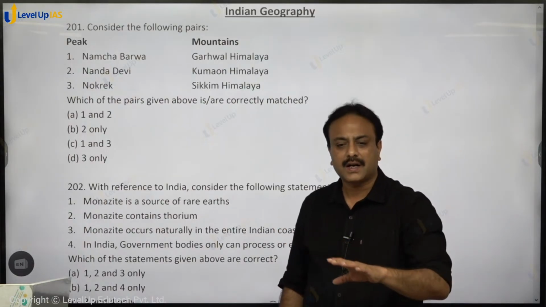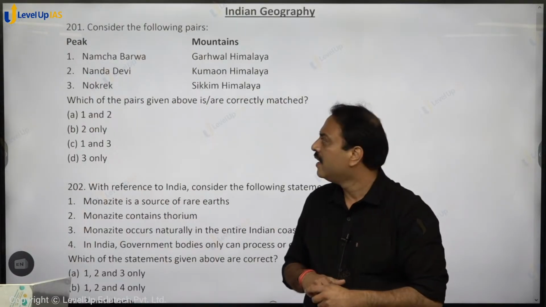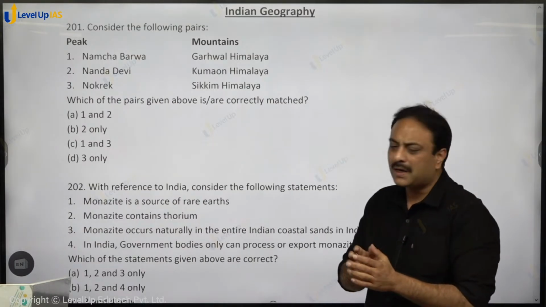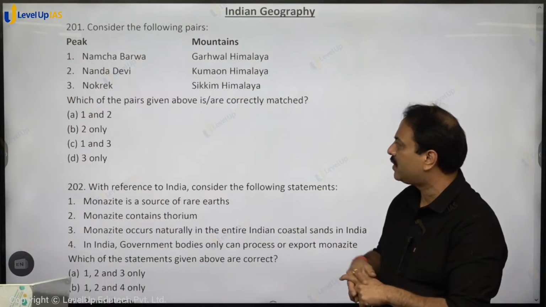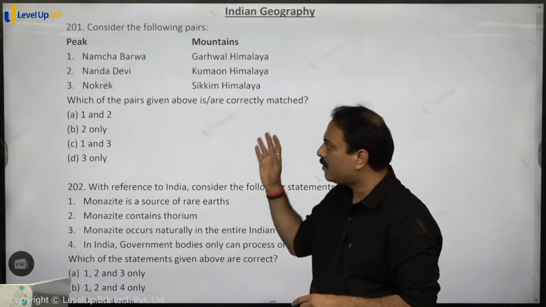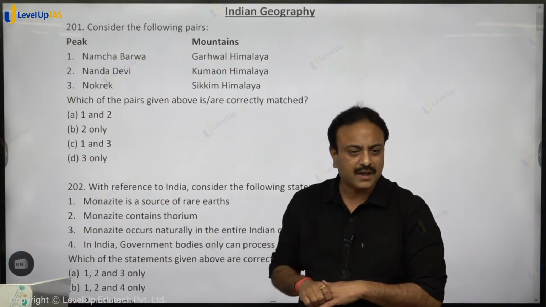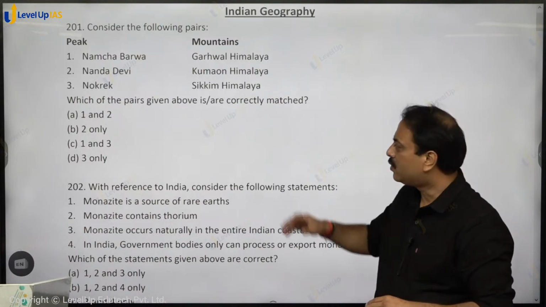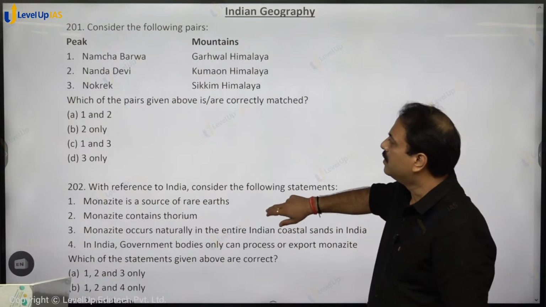It is present in the Garo Hills, East Garo Hills district, the Nokrek Biosphere Reserve. That is part of the Peninsula mountains, Garo, Khasi and Jaintia. They are not even part of the Himalayas, so it has nothing to do with the Himalayas. So one of the options, Nanda Devi, Kumaon Himalaya, is correctly matched and the remaining two are incorrect. Getting that? Yes. So two only, option B will become the right answer to this particular question.